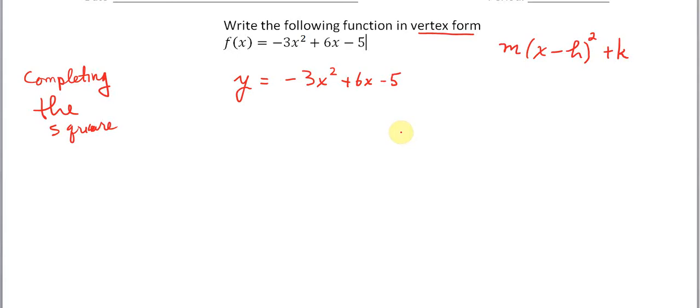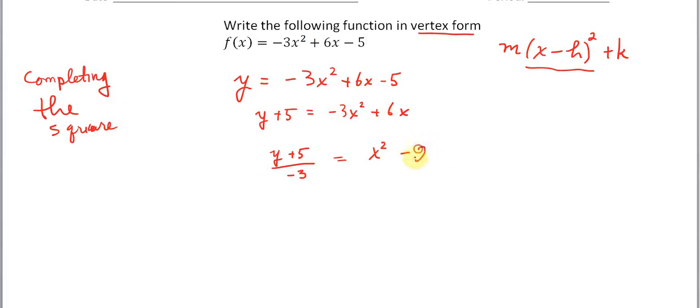I'm going to try to get a perfect square expression here. I'm going to try to convert the right side of this equation so that it becomes x minus or x plus something. So I'm going to add 5 to both sides. So y plus 5 is equal to negative 3x squared plus 6x. And then I'm going to divide both sides by negative 3. So (y plus 5) over negative 3 is equal to x squared minus 2x, dividing by negative 3.